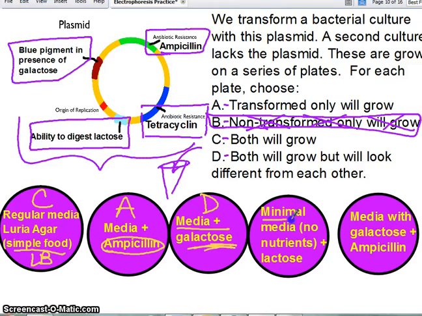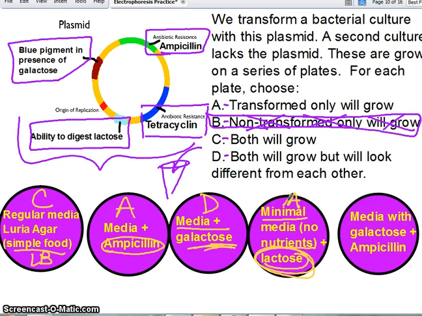This one, minimal media, that means there's no nutrients. So basically what they're telling you is that the only food available is lactose. We're assuming that only the ones that picked up the plasmid have gained that ability to digest lactose. Therefore, the other ones would starve to death. So it's got to be A.